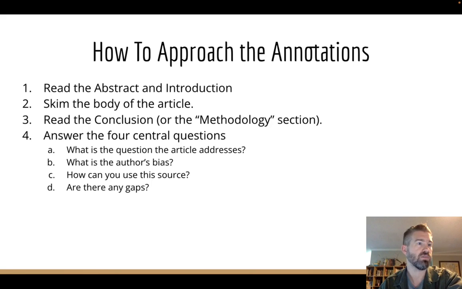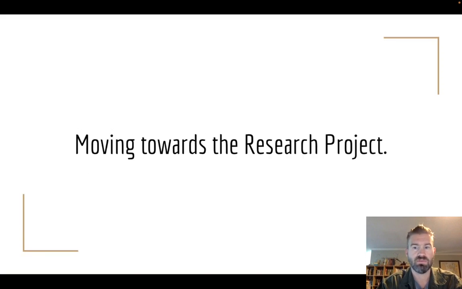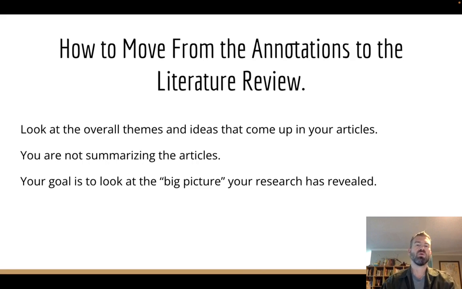Okay, so I am going to jump forward here a little bit for the sake of time. Moving from the annotations to the literature review should be organic, and this is why I'm saying to do the annotated bib first. The literature review is kind of big picture, so what you're going to want to do is think about what are the overall themes, trends, things that come up in your articles, and then look at the big picture. So again, you are not simply summarizing the articles, neither in the annotated bib nor in the literature review.